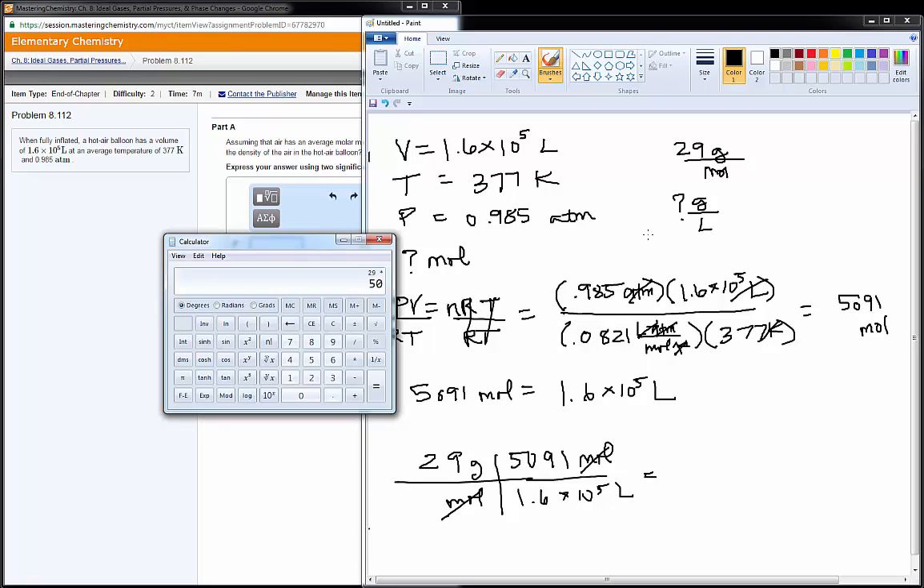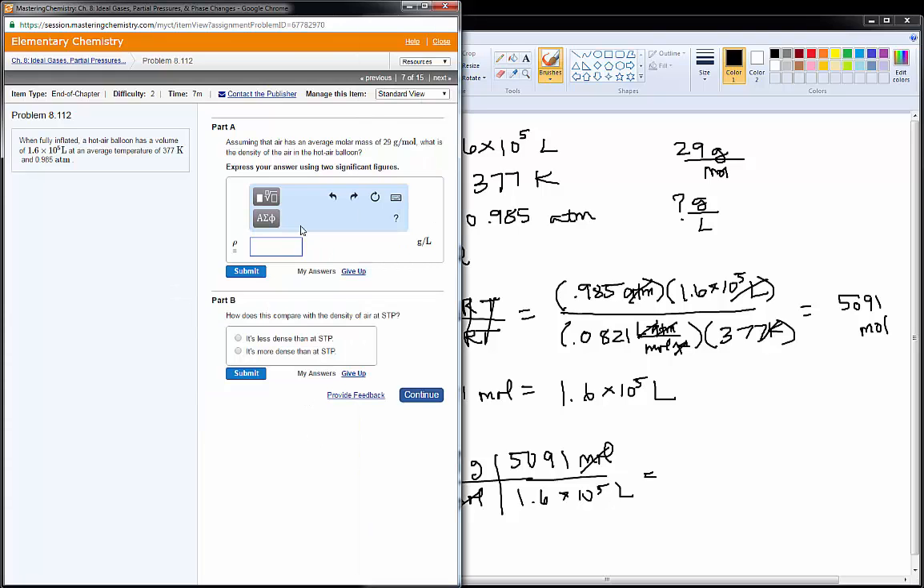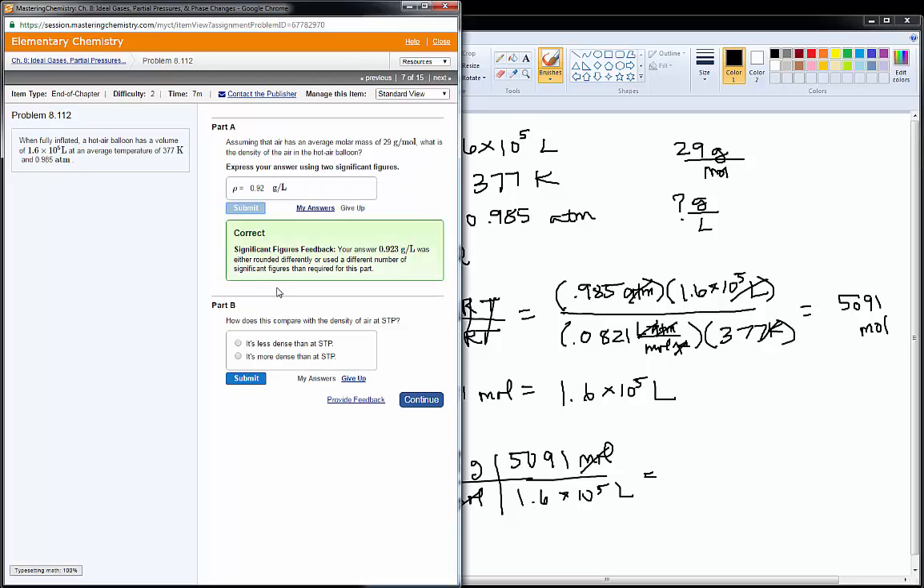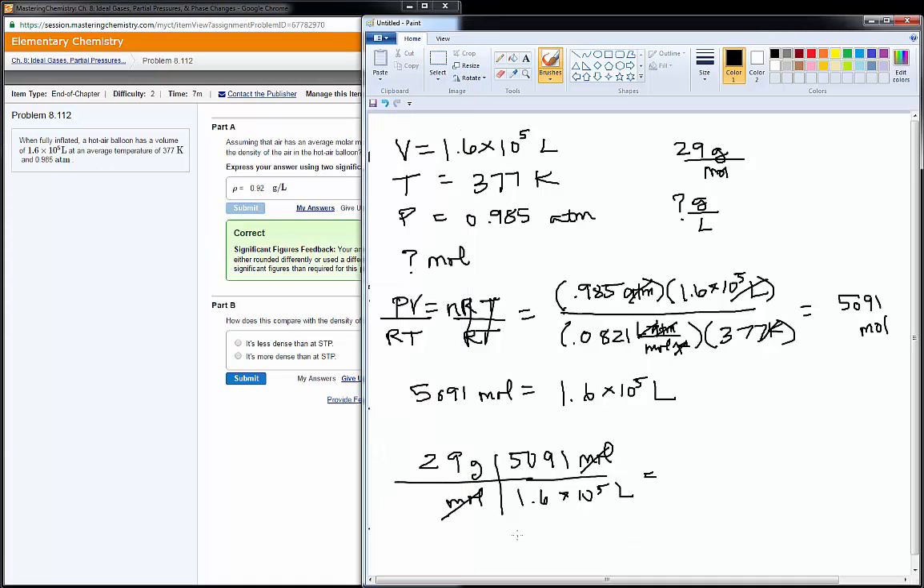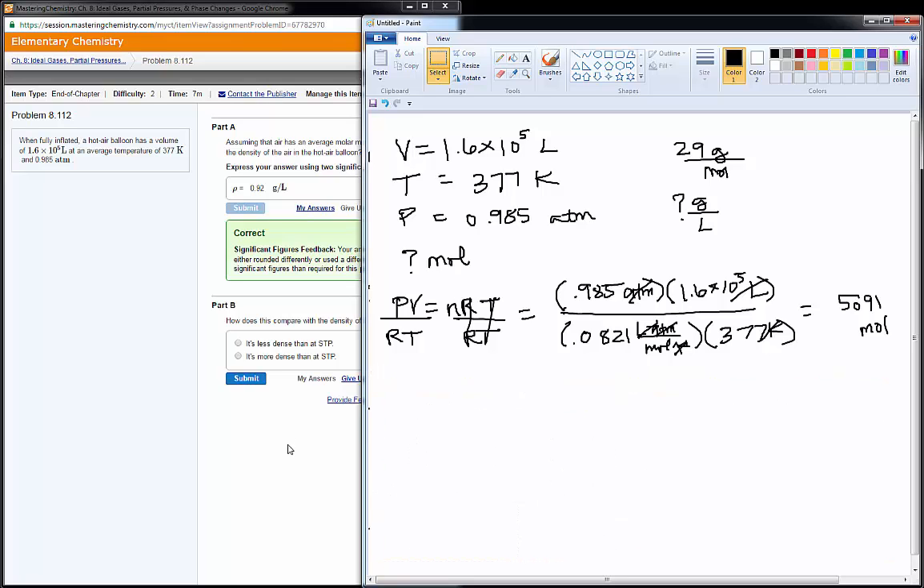So 29 times 1591 divided by 1.6 times 10 to the 5th gives me a density of 0.923 grams per liter. Okay. Now, how does this compare with the density of air at STP? You can guess that a hot air balloon is going to be less dense than air, because otherwise it's not going to float. But we don't have to guess.